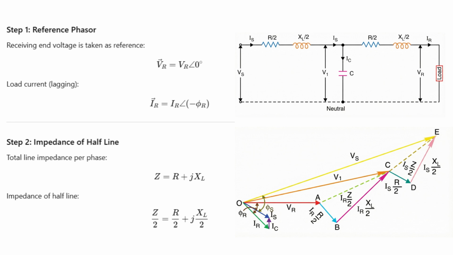Alright, so now imagine you are constructing the phasor diagram in your mind. We start with VR, which is drawn horizontally. Since the load is lagging, IR will be drawn below VR, making an angle phi R. Now we move backward through the line from receiving end to midpoint. Across the second half of the line, we have R by 2 and XL by 2.